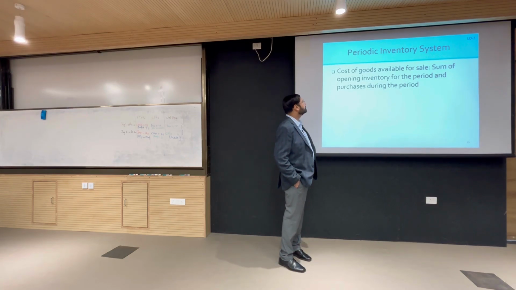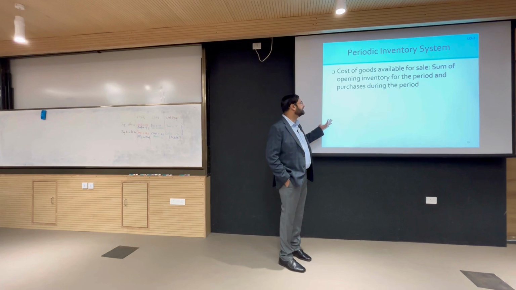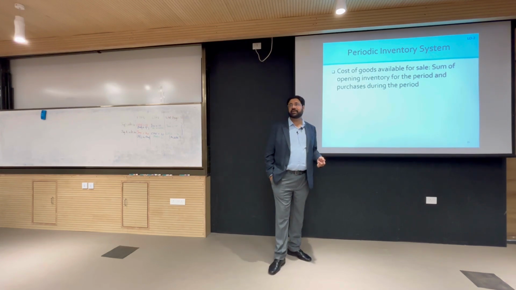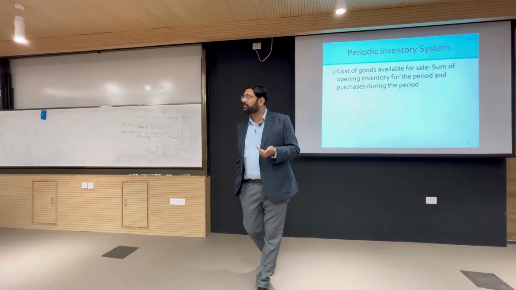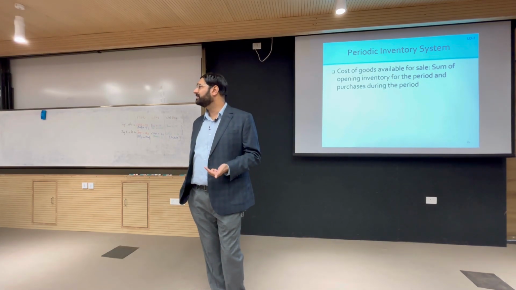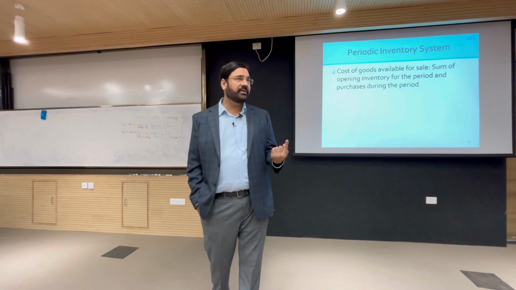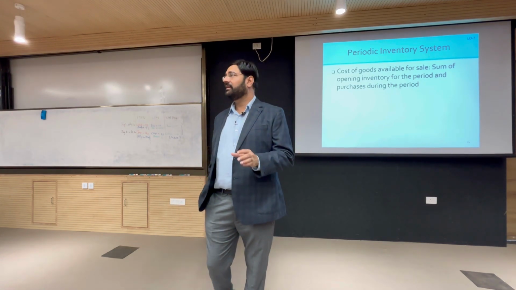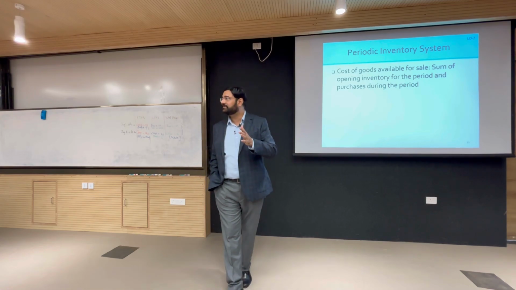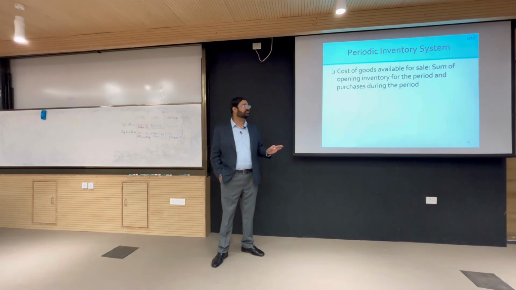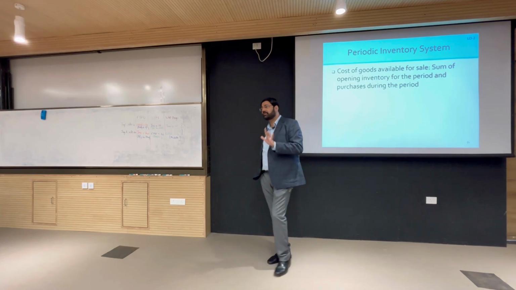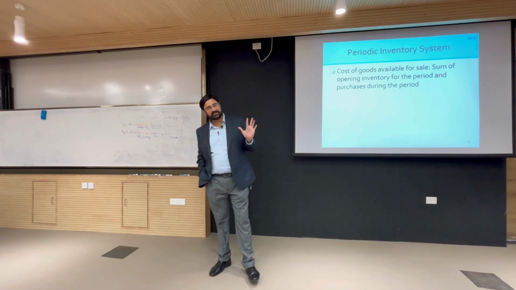So what is the cost of goods available for sale? That makes intuitive sense. Opening inventory plus purchases during the period. How much was available for sale during the second year? 1 unit of opening stock, 10 units purchased during the year. So you could have sold 11 units. Whether you sold 1, 2, 3, 4, 5 is a separate matter. The cost of goods available for sale was 1 unit of opening stock and 10 units of purchases. Next.